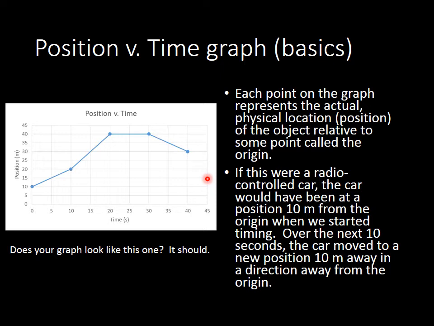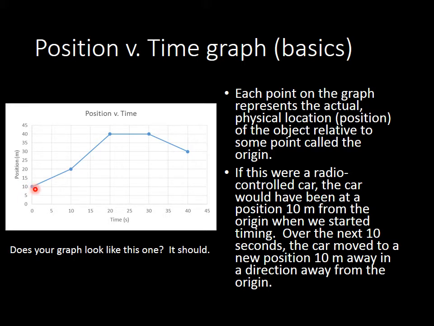Now, if you look at this graph, normally we would call the origin the 0 point, and we didn't on this one. Whatever this object is, I think we're talking about maybe a radio control car or something like this, it actually started in a position that was 10 meters beyond the origin in the positive direction.